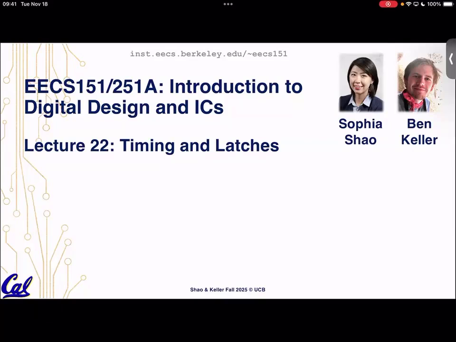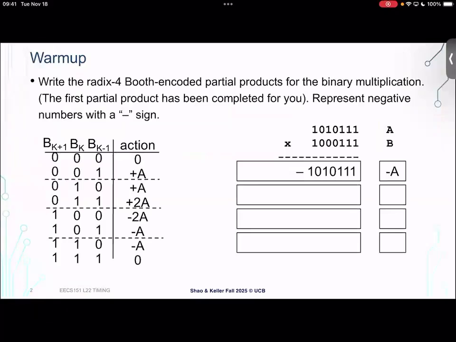Welcome to EECS 151, lecture 22. Today, we're going to really be getting into the fun stuff. We're going to start talking about sequential logic. But before we do that, we need to finish up last time talking about Booth encoding and how to design efficient multipliers. So please go ahead and give this warm-up a try. Go ahead and take a few minutes to solve this on your own.